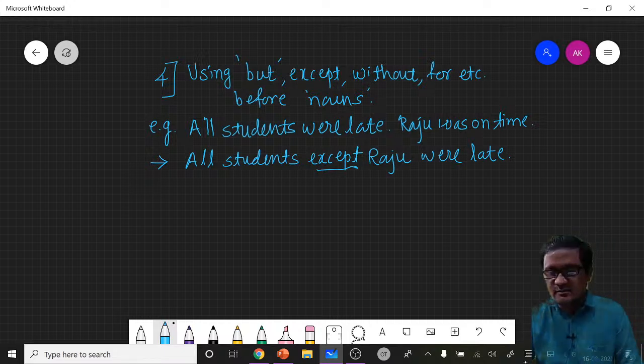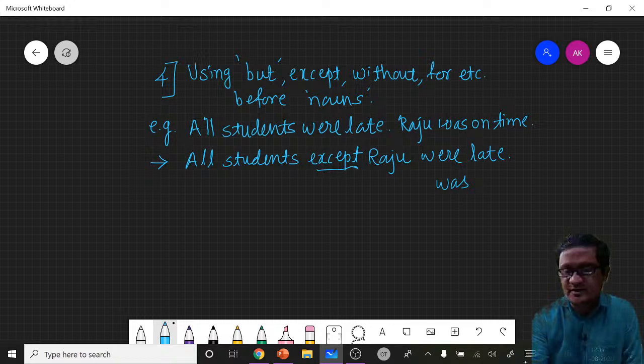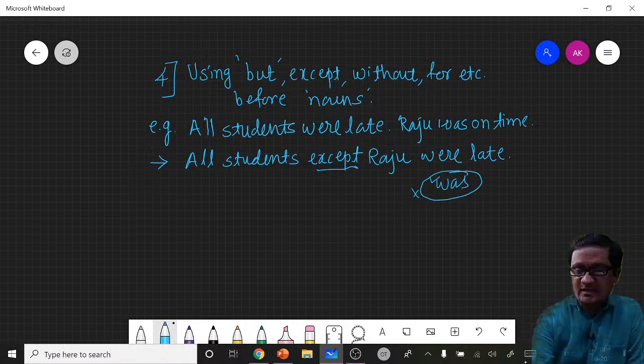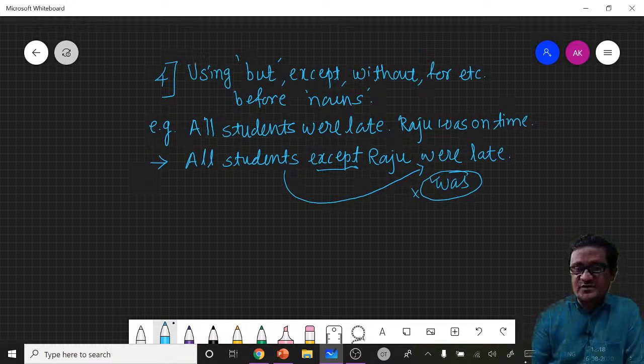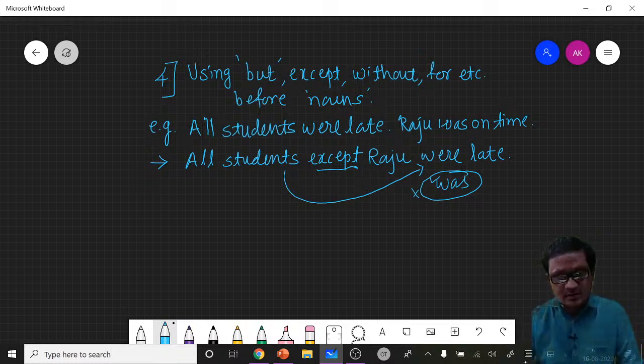This kind of sentences may have been asked in the banking exams or competitive exams many times to find out the errors. Sometimes it is given here was late, and many students think that Raju is singular and was must be correct. So here we should remember that was is not the correct helping verb here. All students except Raju. It means were is related with the first subject, all students. It is related with the plural subject. All students except Raju were late.